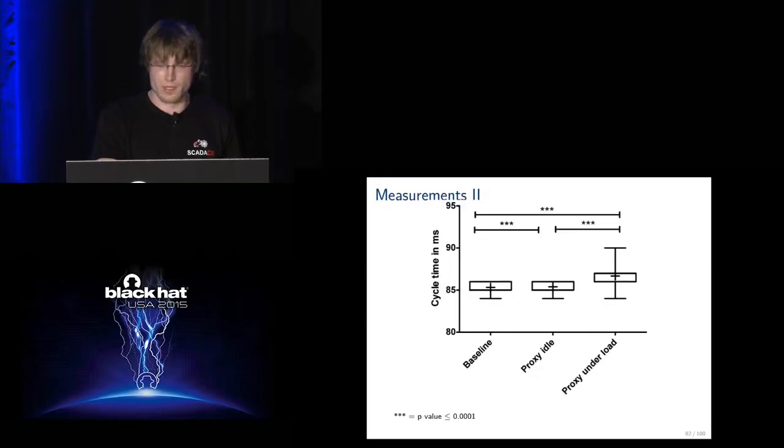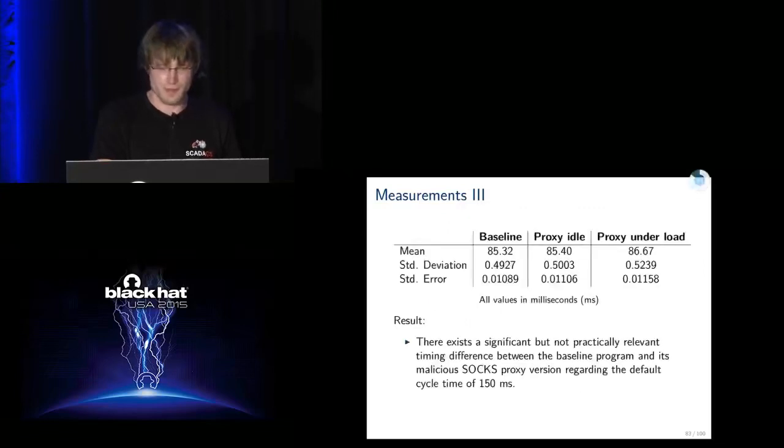And when we put the proxy under load, the cycle time increased a lot. And of course, there was a statistical difference too. So here we see the values we measured. You can see that the proxy under load adds around 1.3 milliseconds to the average cycle time.